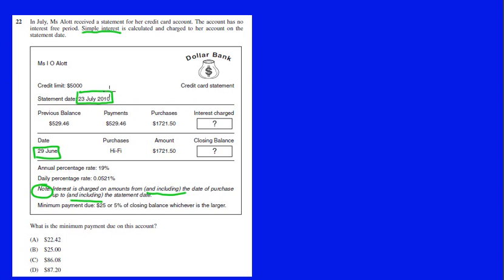So first of all, how do we start this question? Well, we know it's simple interest, so interest equals P times R times N. Now looking at here, we have a previous balance of $529.46 and we had payments of $529.46. So that means that I previously owed that amount, but I paid it off. So I have no outstanding amounts. So realistically, that information there is absolutely useless to us.